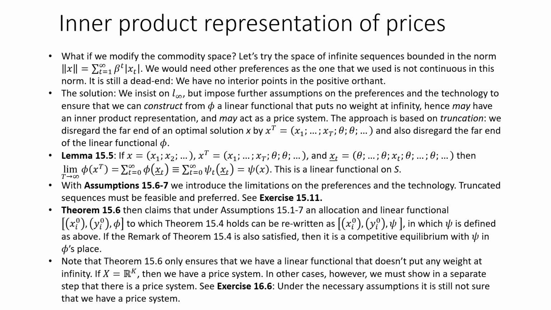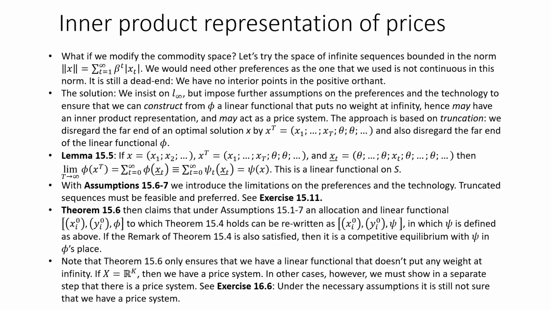Even if it can be interpreted as a competitive equilibrium under theorem 15.4 and its remark, and even if we know that we have a linear functional that puts no weight at infinity, so possibly it can be interpreted as an appropriate price system in the sense we need, there is still no guarantee. In the next lecture, which is based on chapter 16, especially in exercise 16.6, we will see that even if all the necessary assumptions hold, it is a separate step to show that there is a price system.